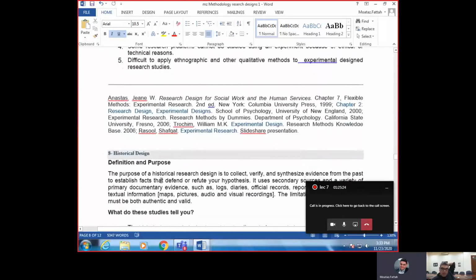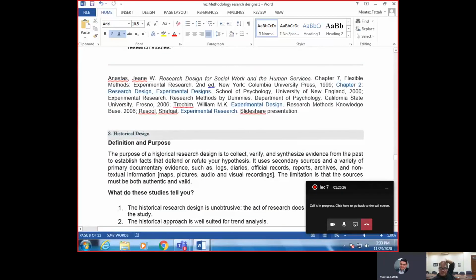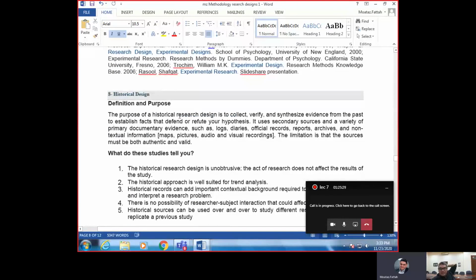Another approach that we call historical design. The purpose of the historical research design is to collect, verify, and synthesize evidence from the past to establish facts that defend or refute your hypothesis.